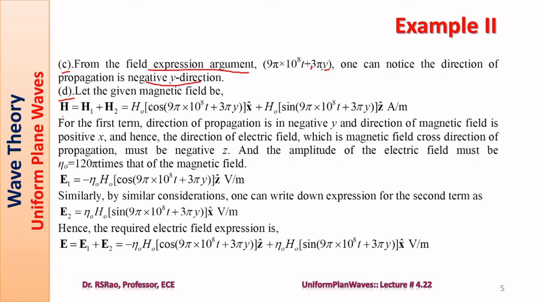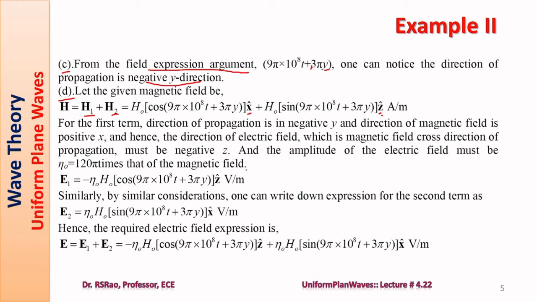The magnetic field is given. It can be expressed as two components, two parts: H equal to H1, H2. H1 is in the X direction, H2 is in the Z direction. H1 gives one component of the electric field, H2 gives another component of the electric field. These two components of the electric field together give the total electric field.